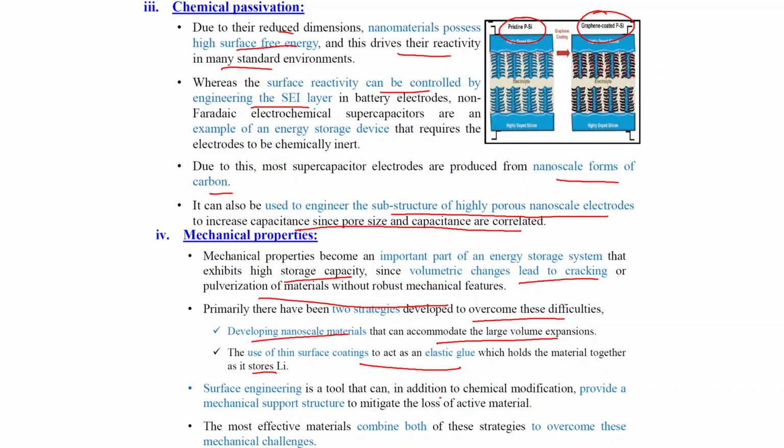Surface engineering is a tool that can, in addition to chemical modification, provide a mechanical support structure to mitigate the loss of active material. The most effective materials combine both of these strategies to overcome these mechanical challenges.